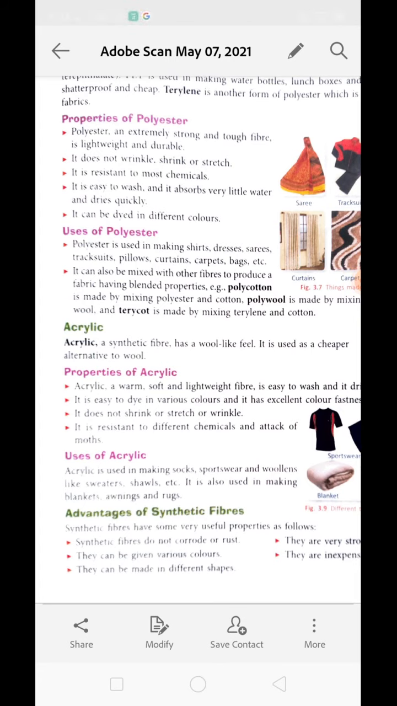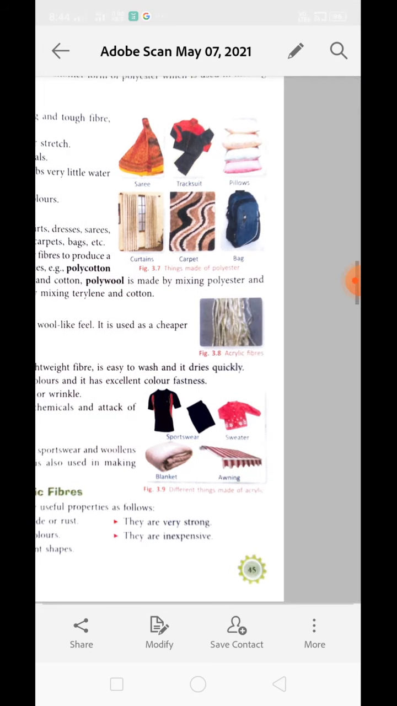Now, next is uses of acrylic. Acrylic is used in making socks, sportswear, woolen clothes like sweaters, shawls, etc. We can say that acrylic is used as a replacement of wool to make warm clothes. It is also used in making blankets, awnings and rugs. Now, what is an awning? You can see this structure. This is called an awning. It is basically put in front of a shop to give a shadowed area.